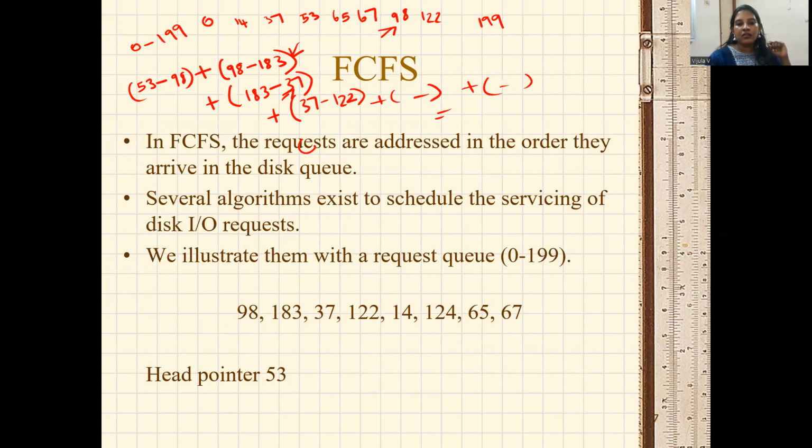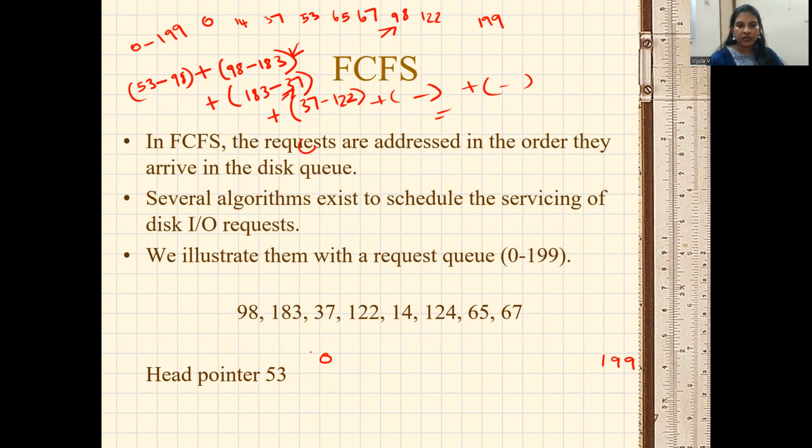Several algorithms exist to schedule the servicing of disk input and output requests. What you're going to do first, as mentioned here, is we illustrate them with the request queue from 0 to 199. It means that you're going to draw a graph from 0 to 199.